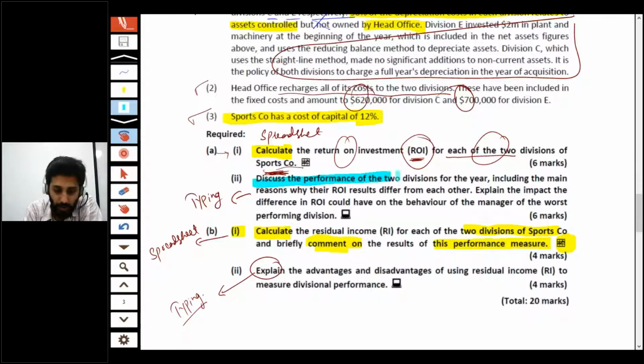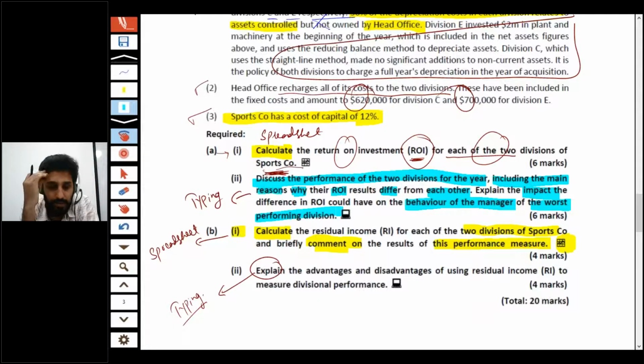Discuss the performance of the two divisions for the year, including the main reason why their ROI results differ from each other. Explain the impacts. You have to explain the impact on the behavior of the manager of the worst performing division. Please read this requirement at your pace once again.